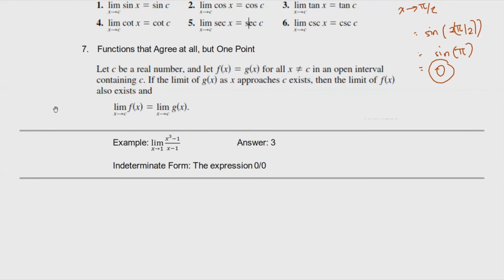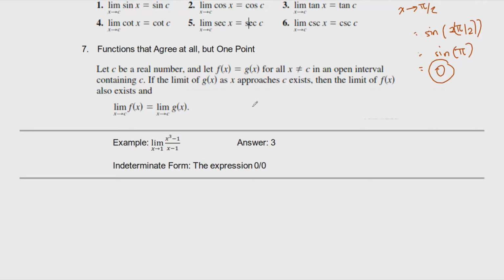Okay? Let c be a real number and let f of x equals g of x for all x such that x is not equal to c in an open interval containing c. If the limit of g of x as x approaches c exists, then the limit of f of x also exists, and the limit of f of x is equal to the limit of g of x. Okay, so that is easier done than said. Okay, that's how it goes for math. It's always easier to express it in solving rather than reading it.